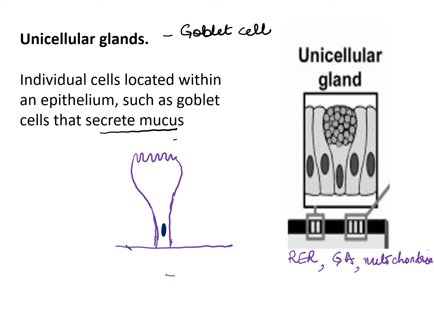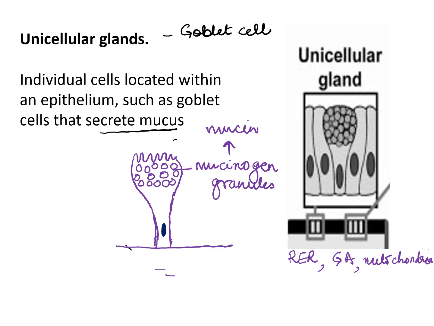Now, the rough endoplasmic reticulum forms the proteins which get glycosylated in the Golgi apparatus and get packed up into vesicles. These vesicles are then released and come and lie apically. These vesicles are known as mucinogen granules, and they secrete mucin. This mucin, when combined with water, forms mucus, which acts as a lubricating agent.